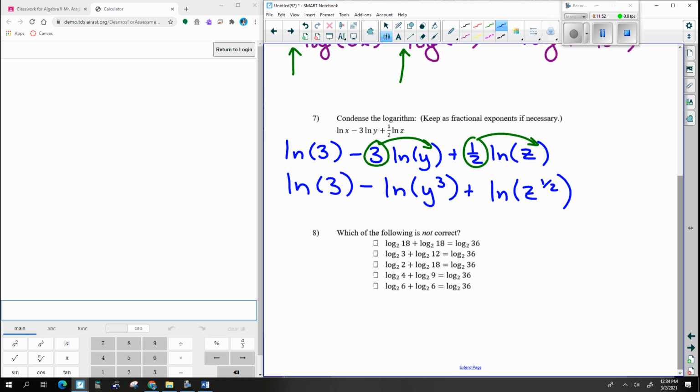All right, so here I have a 3 on top. I have a y to the third on bottom, because that was a division, and then I have a multiplication and a z to the 1/2. So anything that was pluses or positives are on top, negatives or divisions are on bottom.